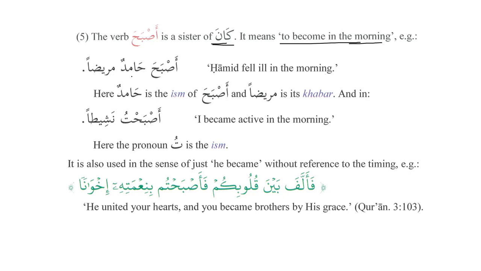And we know that ismu asbaha is always marfu and khabar is always mansub. Why? Because this is the sister of kana. Here hamidun is ismu asbaha, and maridan is khabaru asbaha, as we have discussed. Asbahtu nashitan, I became active in the morning. We can see here that tu is the pronoun, and nashitan is khabaru asbaha. So this is ismu asbaha and this is khabaru asbaha. Here the pronoun tu is the ism, as we have discussed several times. It is also used in the sense of just he became.